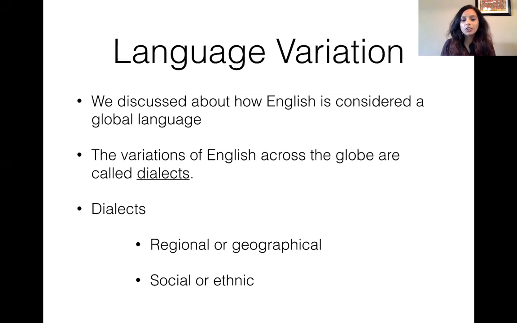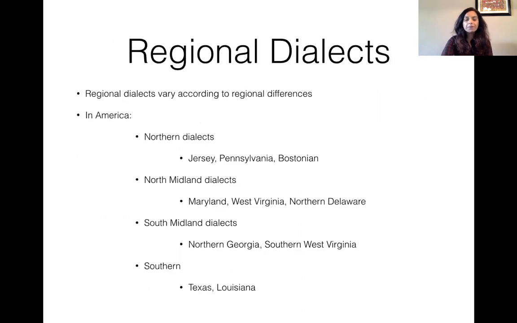So we talked in the last module about how English became a global language and how English started to become a lingua franca. But when we really talk about language variation, we're really talking about different dialects of English. And so you can talk about dialects of English either from a regional or a geographical standpoint or from a social or ethnic standpoint. So let's look at these two dialects in detail.